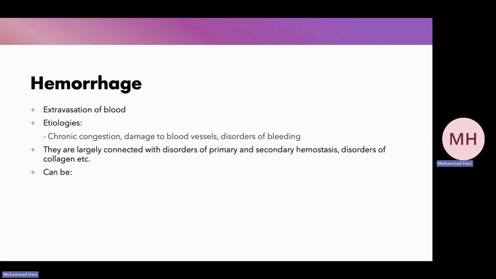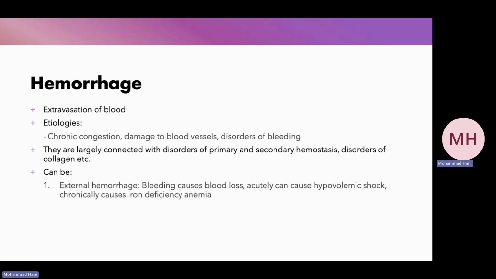So, different types of hemorrhages. You can have an external hemorrhage. Basically, what happens over there is you bleed outside the body. And if you have a loss of around 15 to 20% of your blood volume in an acute manner, this can lead to hypovolemic shock. And chronically, blood loss leads to iron deficiency anemia. So, iron deficiency anemia is one of the main things you should think about if you have external hemorrhages.